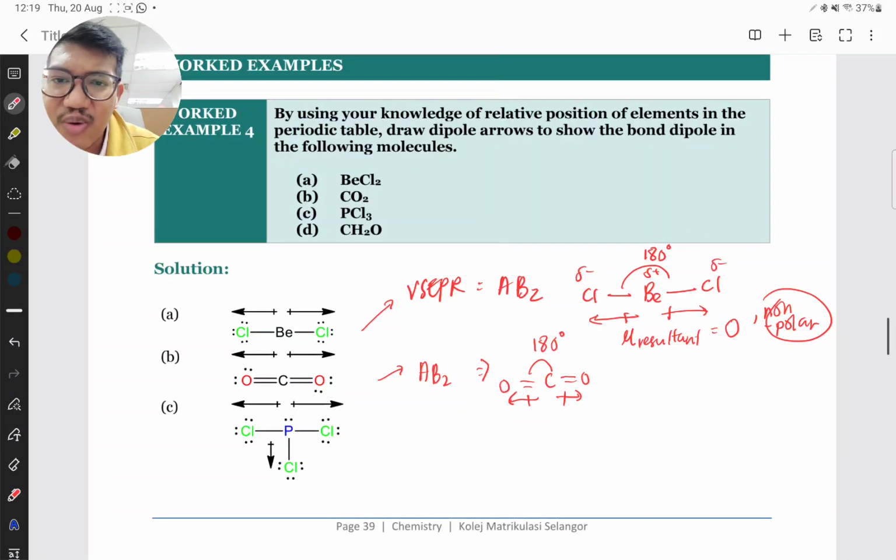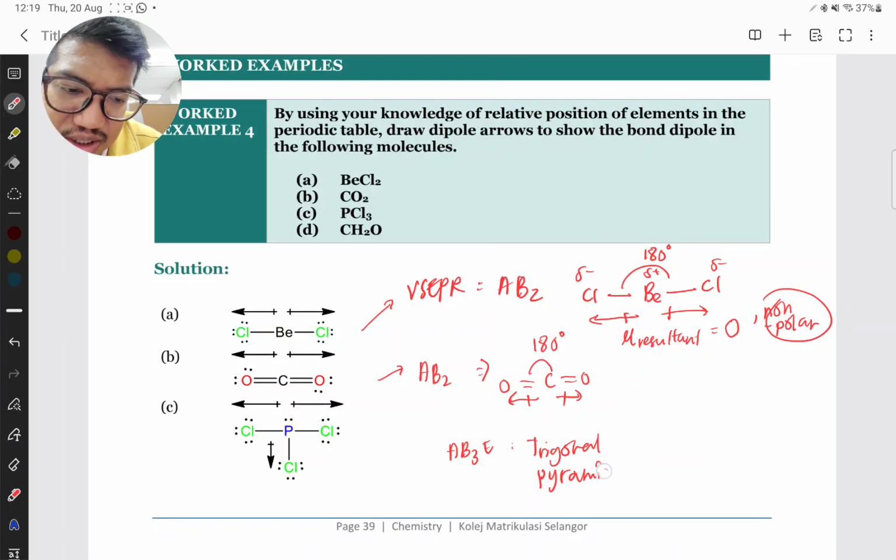Okay, and when we do PCl3 pula, okay, PCl3, we will get the structure like this, AB3E. So the structure is trigonal pyramid. Okay, so this would be the structure. Now this is the first 3D structure that we are looking at. So this one is linear, it's only 2D. This is also 2D, but this is now, because it has the lone pair at the central atom like this, it is AB3E.